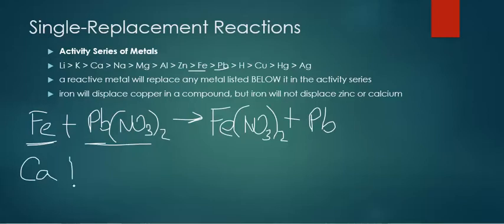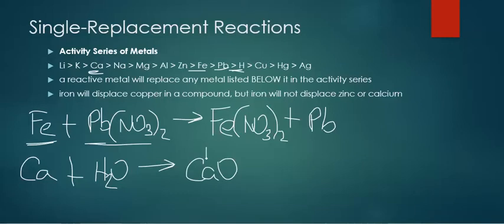Let's say we have calcium reacting with water. Calcium and hydrogen are both positive. Go back to the activity series. Here's calcium up here. Here's hydrogen. Calcium is more active, so it will switch with hydrogen. So calcium, positive, combines with oxygen, which is -2, and then hydrogen will be by itself, which is H2. It's diatomic by itself.